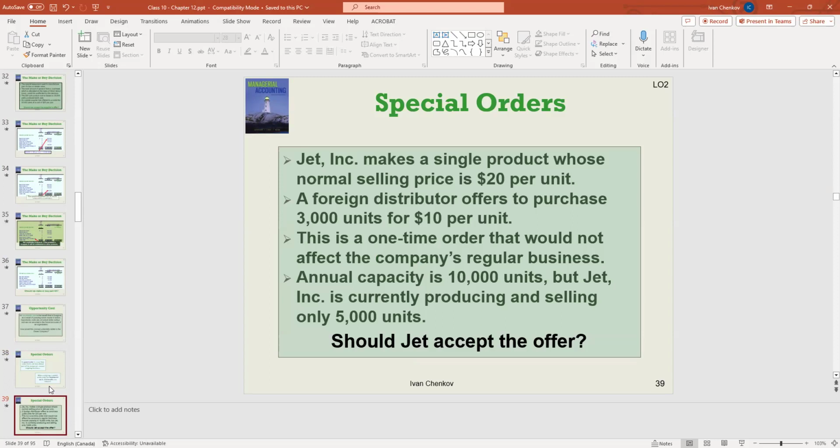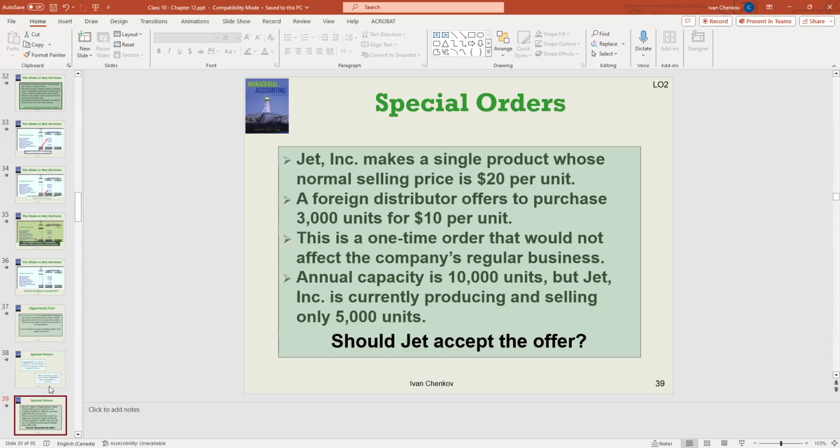This company makes a single product with a normal selling price of $20 per unit. A foreign distributor comes and says, can you make me 3,000 units, but I'm going to pay only $10 per unit. This is a one-time order, and that's not going to affect our business. The other customers are not going to find out that we're having this offer for 50% of our normal selling price. So that's not going to affect our business.